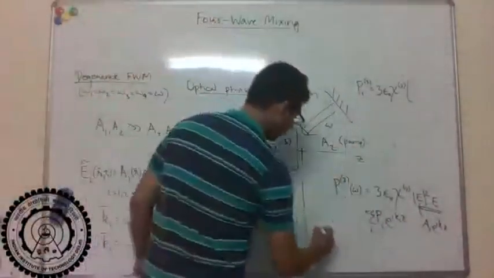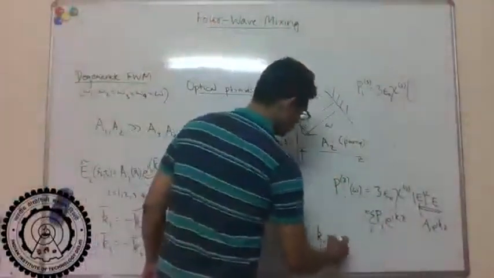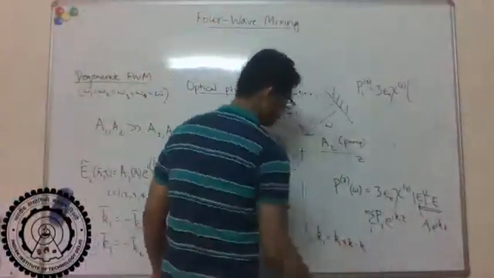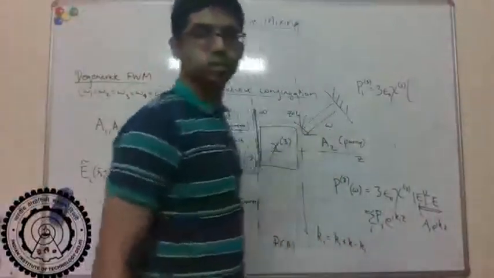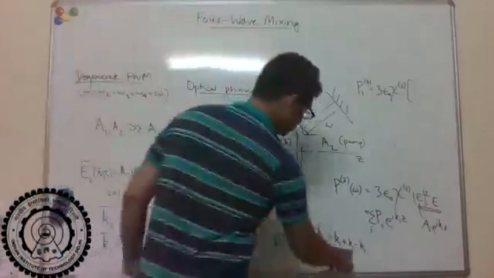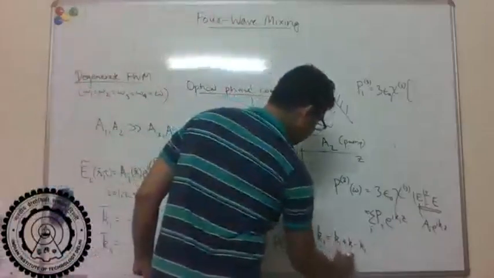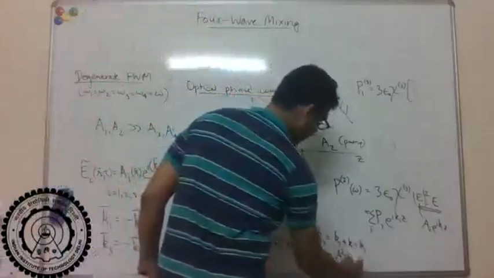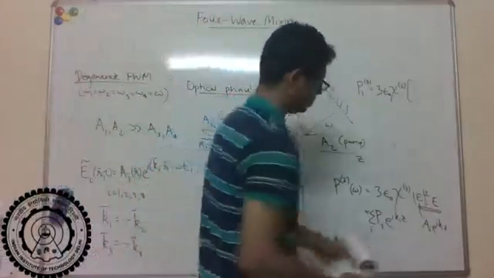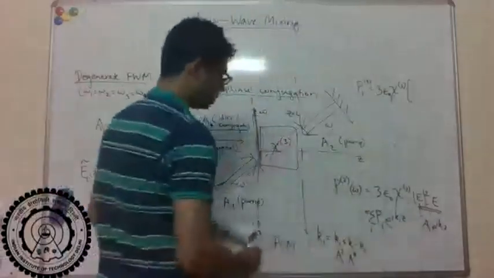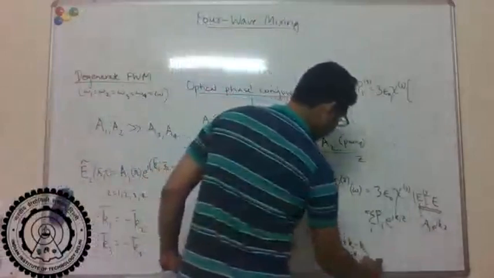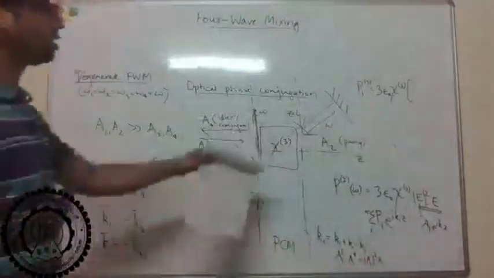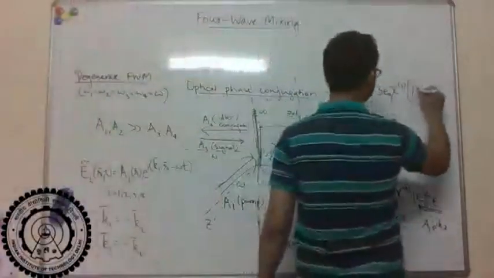For example, I could get k1 as k1 plus k1 minus k1. That's one way to get k1. So this k1 two times will give me A1 square, and minus k1 will be A1 conjugate. So this is basically mod A1 square A1, right? So that's one term that I can write here.